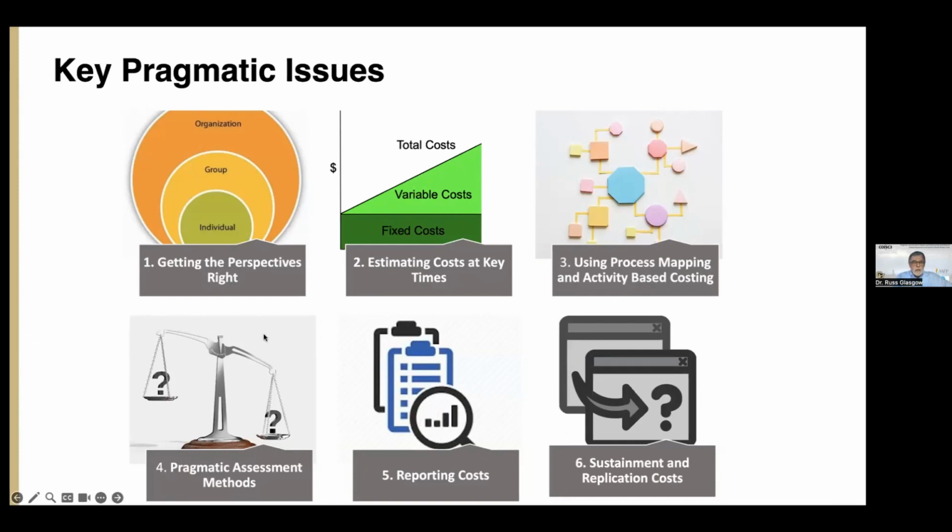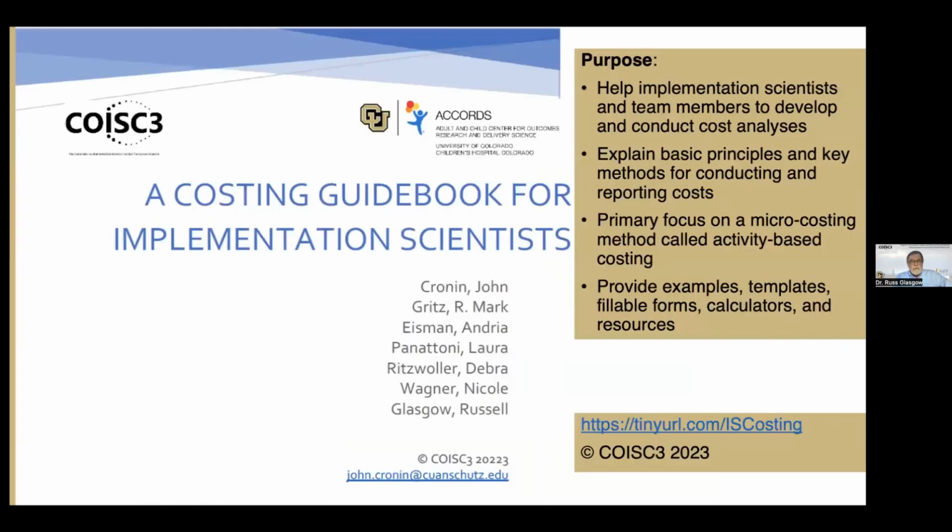And then finally, an issue that we call replication cost here. Much of what I have to say is drawn from and presented probably in a clearer fashion, in detail, in a recent guidebook that we've developed. And you can see the names there of, again, a nice consortium, about half economist and half implementation scientist.